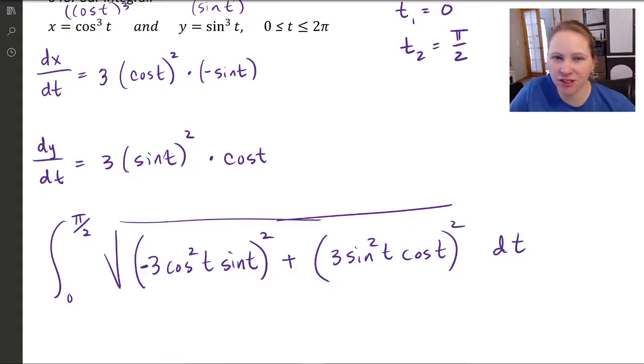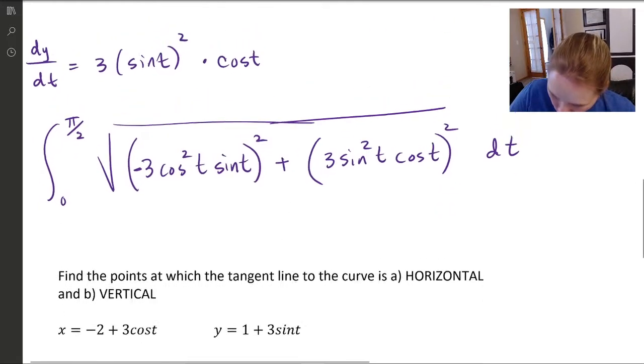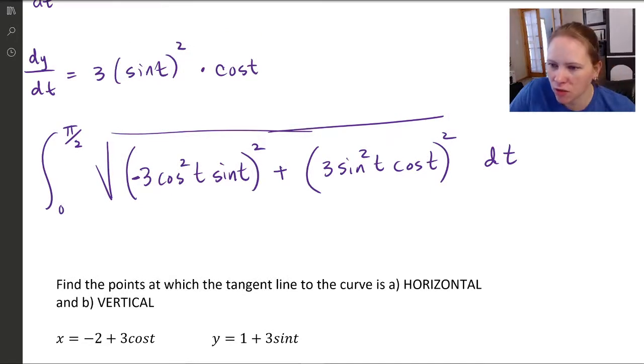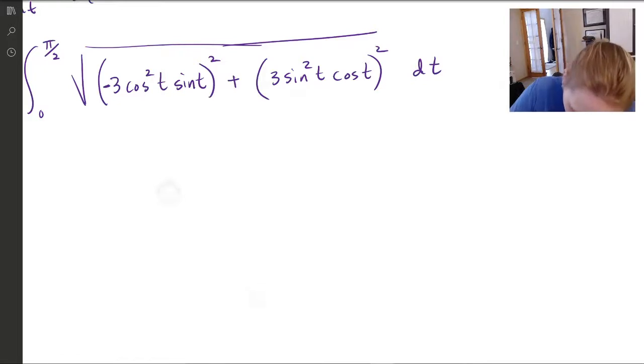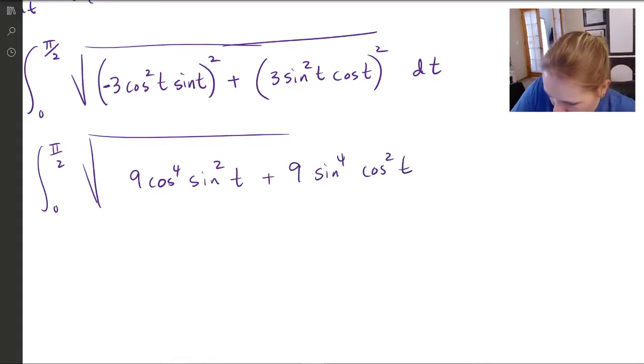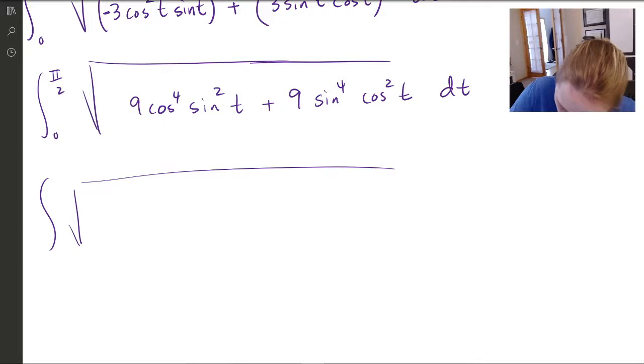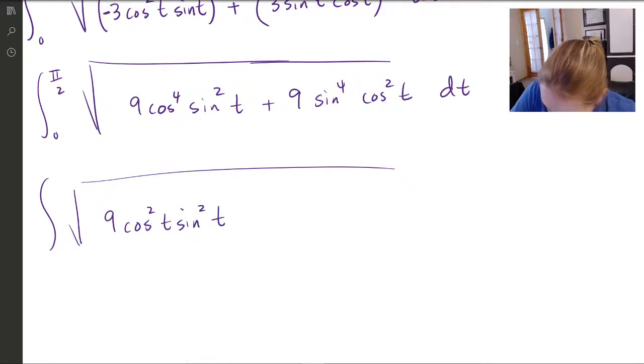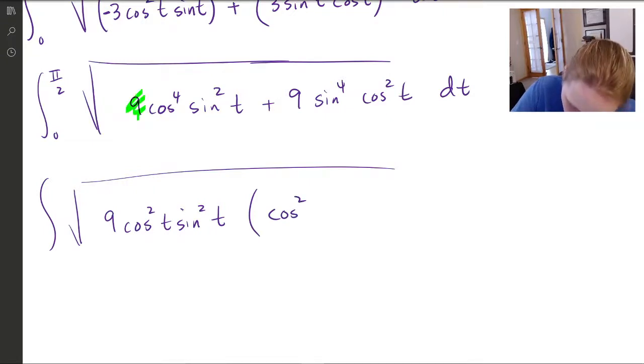All right, let's do this without the use of a calculator. We can do this. We've got this. We might need a little bit more room though. All right, so I'm going to start out by squaring everything. So I'm going to get 9 cosine to the 4th sine squared t plus 9 sine to the 4th cosine squared t. And then I'm going to notice that I can factor some things out. So square root of, I'm going to factor out a 9 cosine squared t sine squared t. And what's left is going to be a cosine squared here. So when I factored out the 9 cosine squared sine squared, I'm going to be left with cosine squared t.